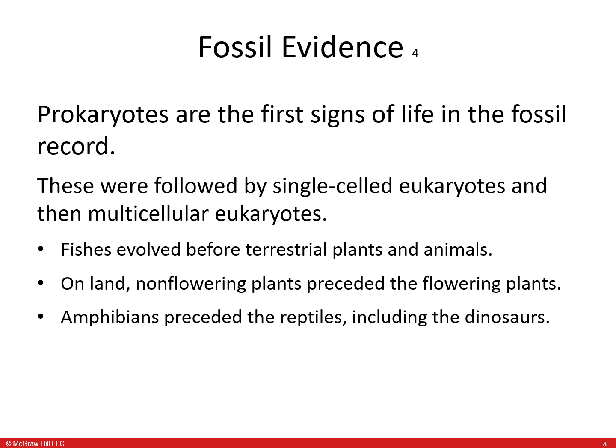Prokaryotes are the first signs of life in the fossil record. These were followed by single-celled eukaryotes and then multicellular eukaryotes. Fish evolved before the terrestrial plants and animals. On land, non-flowering plants preceded the flowering plants. Amphibians preceded the reptiles, including the dinosaurs.